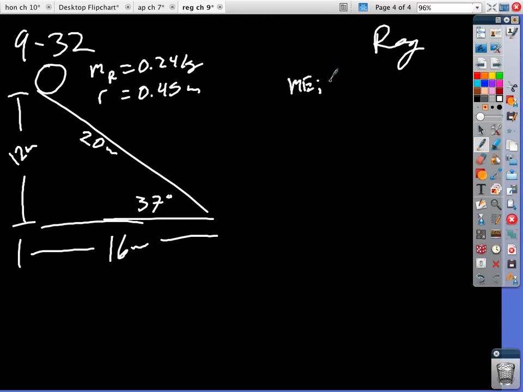So if I say MEi equals MEf, what kind of ME does it have at the top? Yeah, it's PEg, right? And what type of ME, mechanical energy, does it have at the bottom? Obviously, start on the hill, get to the bottom of the hill. What kind of energy do you have? Kinetic, right?